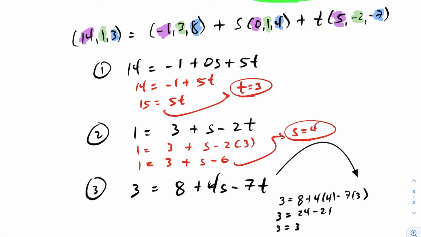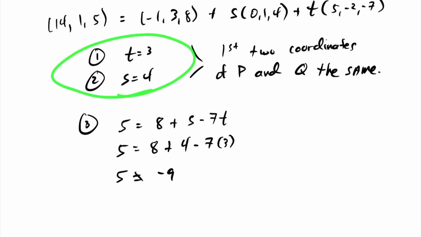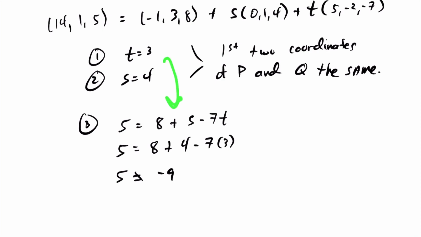Let's take a look at point Q. Checking point Q on this plane, notice the first two coordinates of P and Q are the same, so it's going to yield the exact same equations, and therefore the exact same s and t parameters. Substituting into my third equation, we get that 5 is not equal to -9, and therefore point Q is not on the plane.